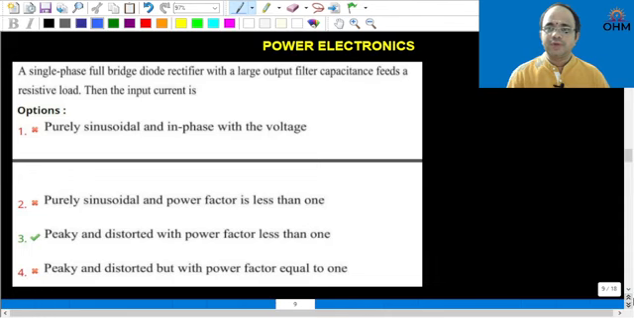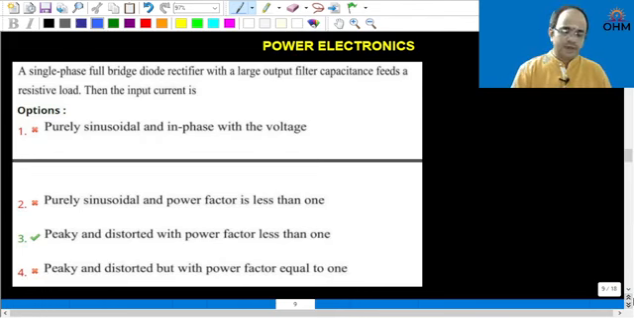Now let us look into the questions from power electronics. The first one: a single phase full bridge diode rectifier with a large output filter capacitance feeds a resistive load. The input current is... it is a straight, simple theoretical question.